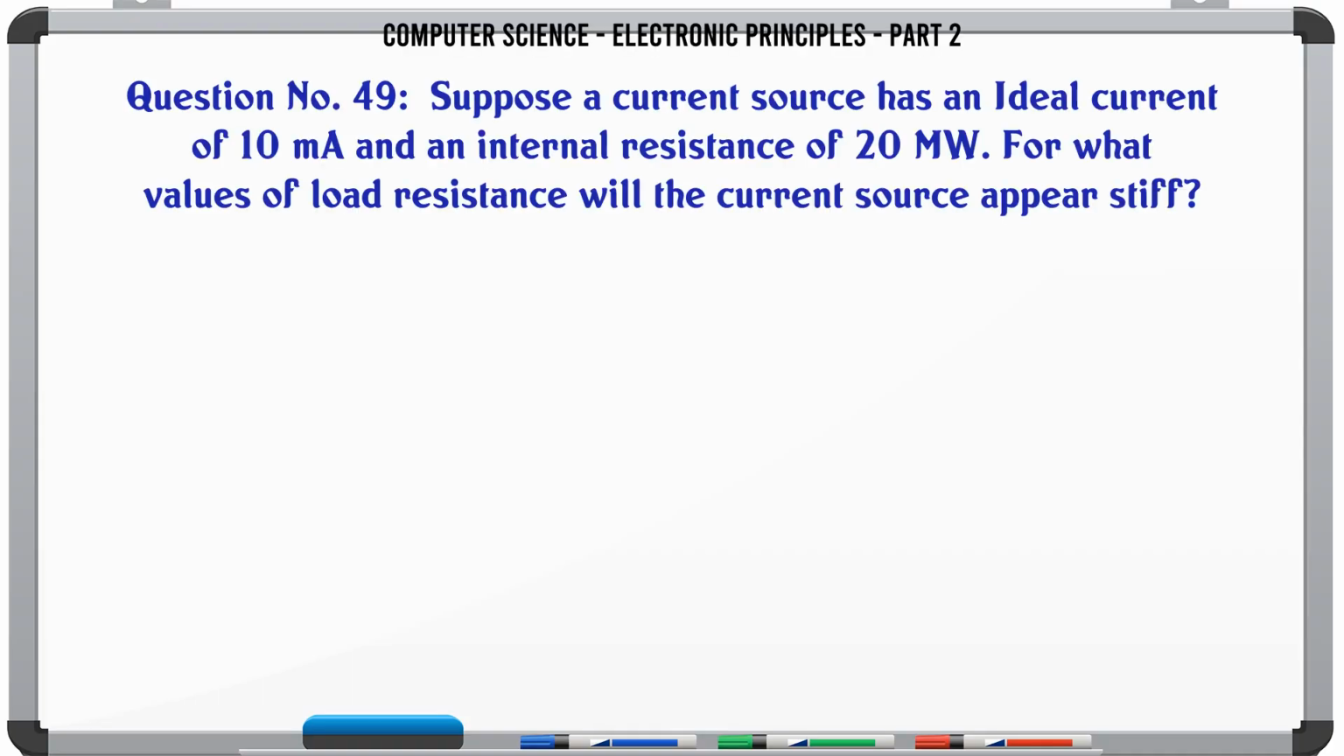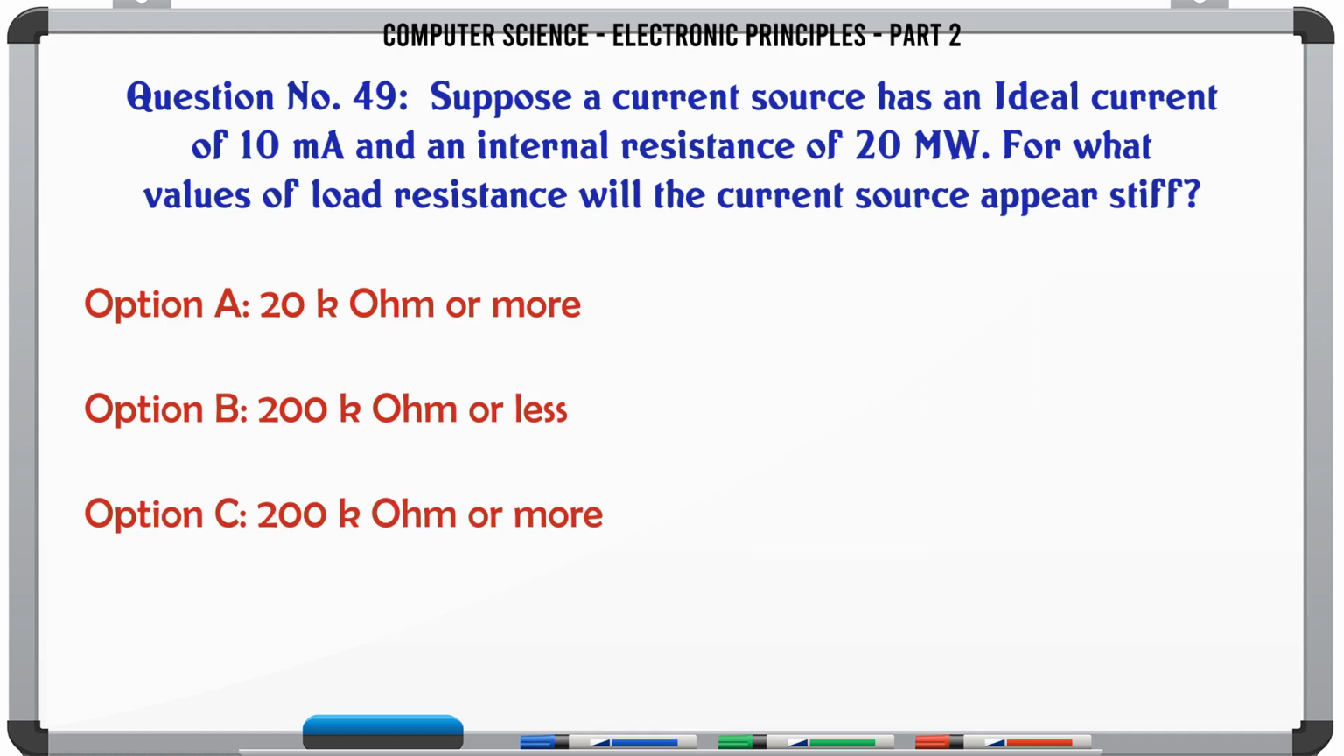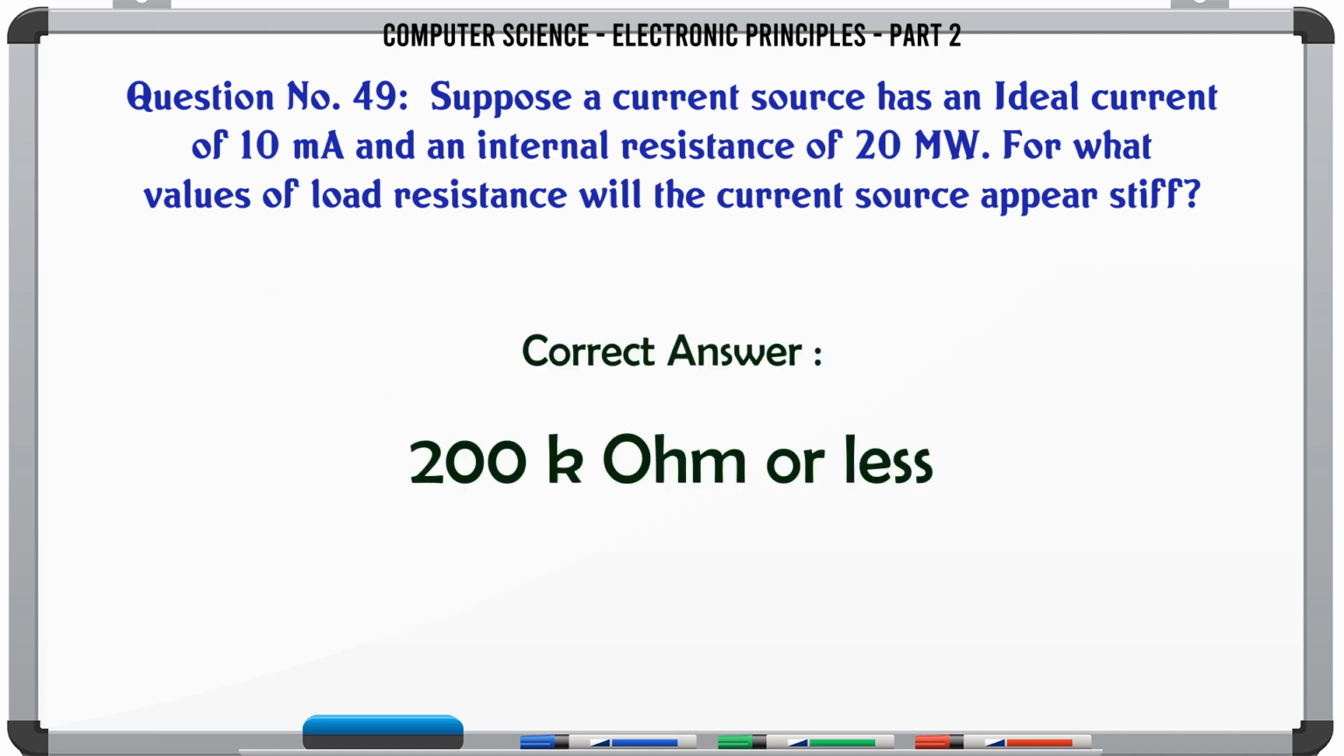Suppose a current source has an ideal current of 10 mA and an internal resistance of 20 megohms. For what values of load resistance will the current source appear stiff? A. 20 k ohm or more, B. 200 k ohm or less, C. 200 k ohm or more, D. 20 kilohms or less. The correct answer is 200 k ohm or less.